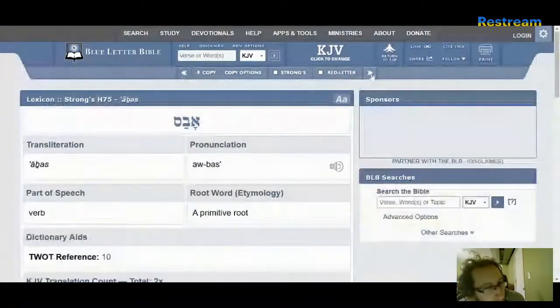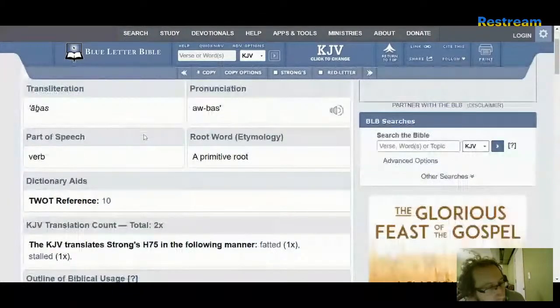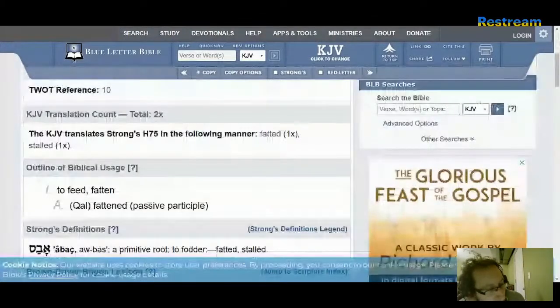Let's see. Abbas. We looked at that one last time. It's a verb meaning to feed or fatten.